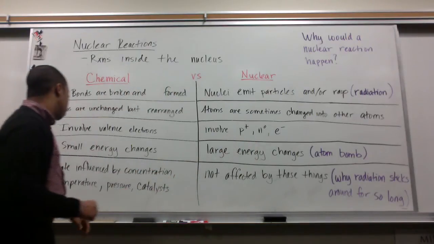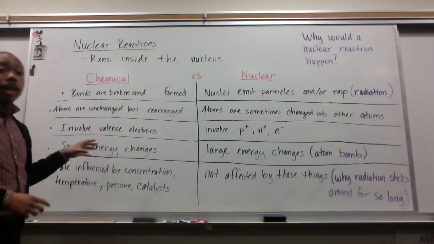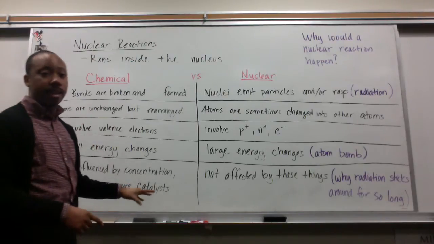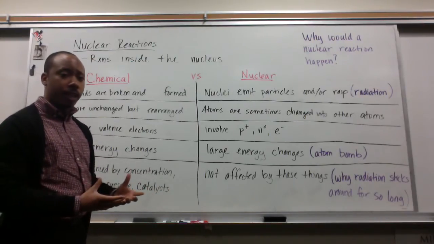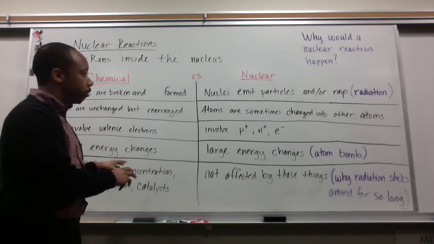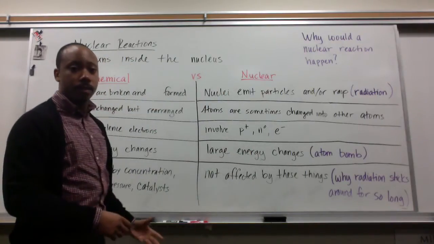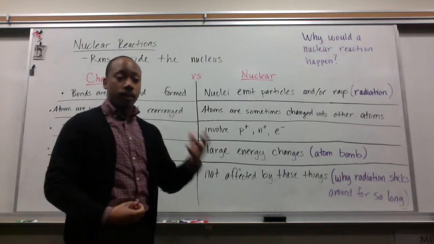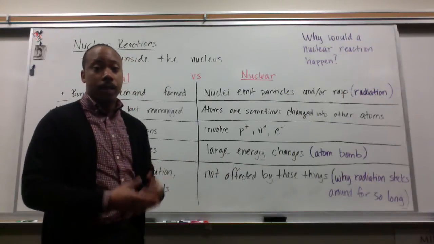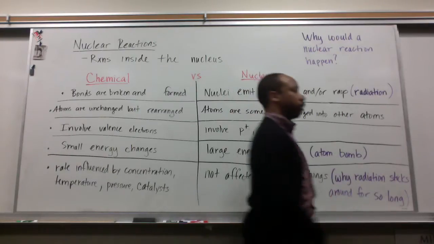And lastly, in a chemical reaction, the rate of a chemical reaction is influenced by concentration, temperature, pressure, and catalysts. Some of those we haven't talked about much in detail, but they're influenced by those outside environmental conditions. Whereas in a nuclear reaction, they're not affected by any of these things. And this is why nuclear radiation is around for so long in the atmosphere, because it's not affected by anything else. But why would a nuclear reaction even happen in the first place? Let's talk about that very quickly.